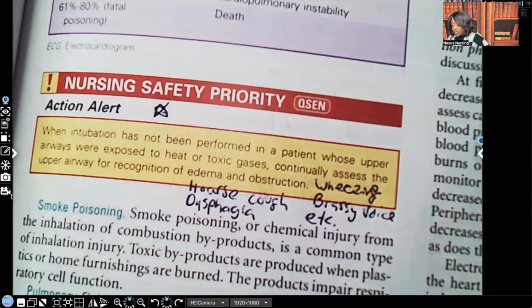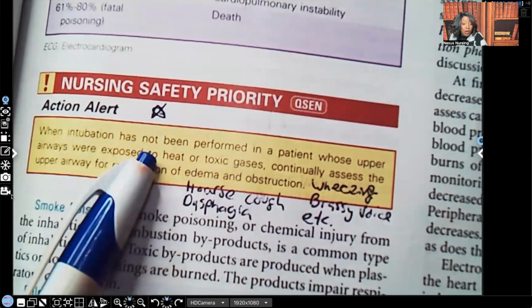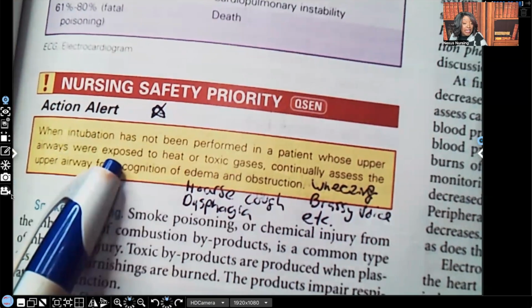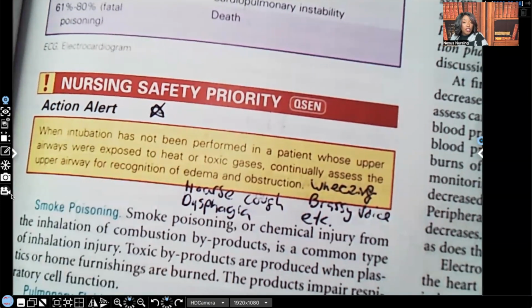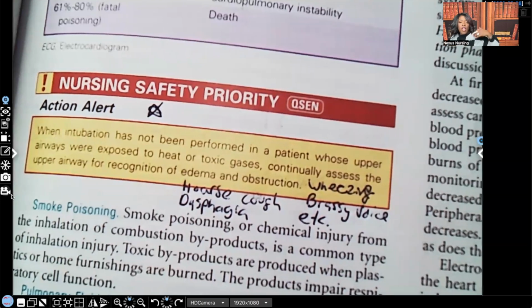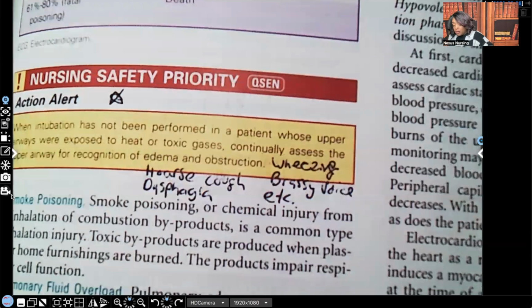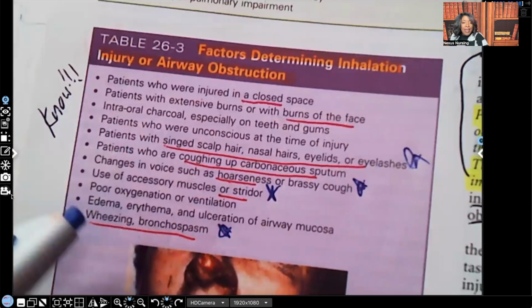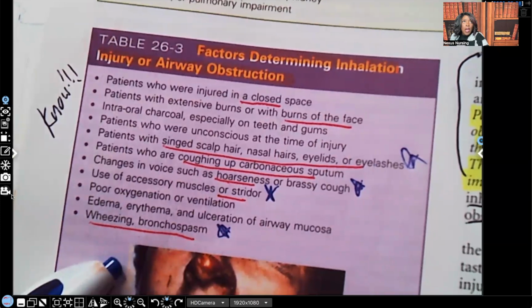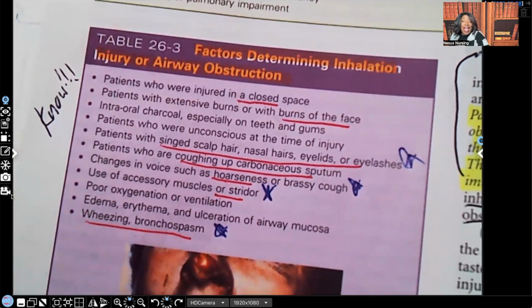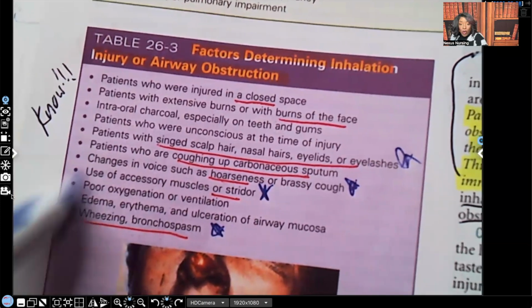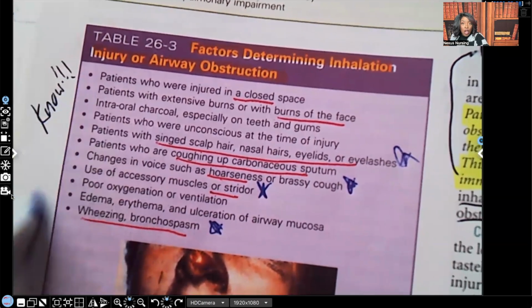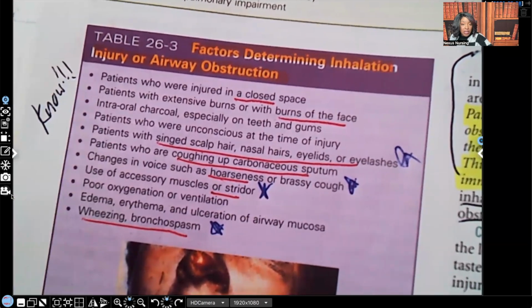Nursing safety priority. When intubation has not been performed on a patient whose upper airways were exposed to heat or toxic gases, you have to continually assess the upper airway to recognize the signs of edema and obstruction. What are those signs? The wheezing, the brassy cough, the dysphagia, the hoarseness, all of these right here. If that patient hasn't been intubated, but we even suspect that they've had inhalation of those toxic gases, we're going to be watching out for those signs and symptoms. If we see any of those, that patient's going to be intubated immediately.